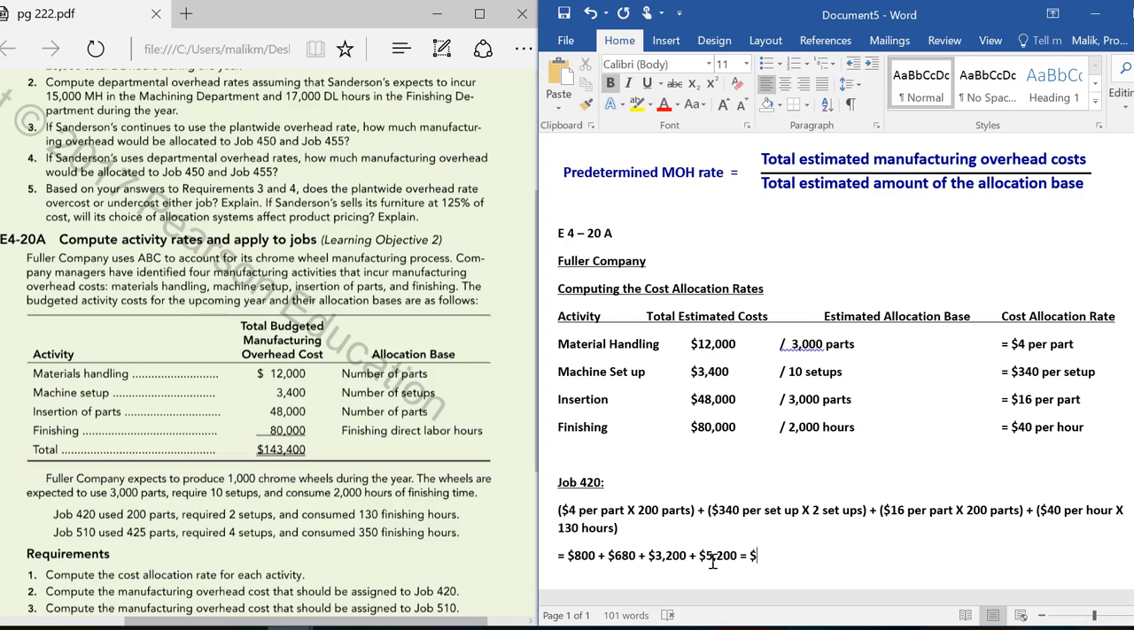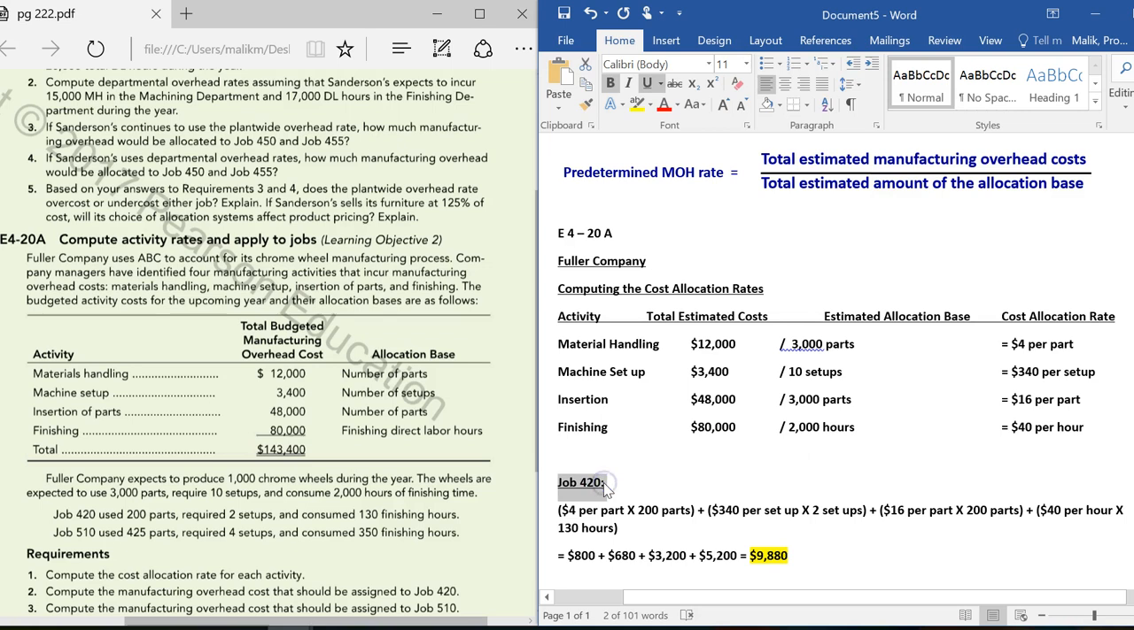Let me add all these numbers and let's see how much I got. Here we have $800, 680, 3,200, 5,200. So I got their total allocated overhead cost for job 420 is 9,880. So that's my answer. You can also check it. What is your answer? So I'm highlighting it. This is the cost for job 420.